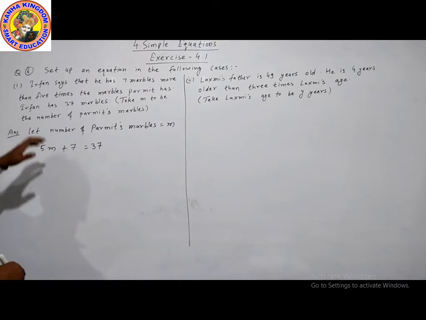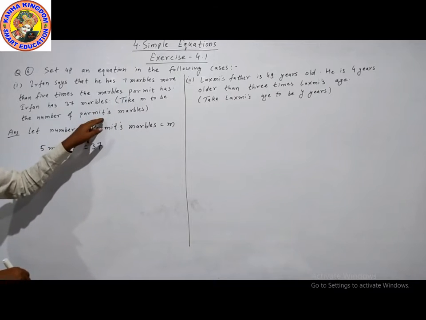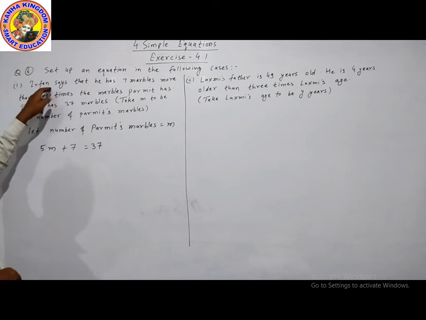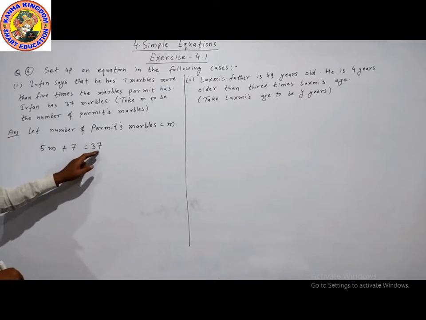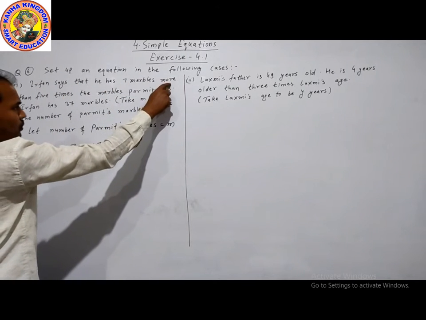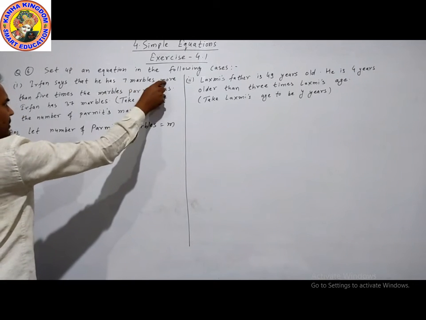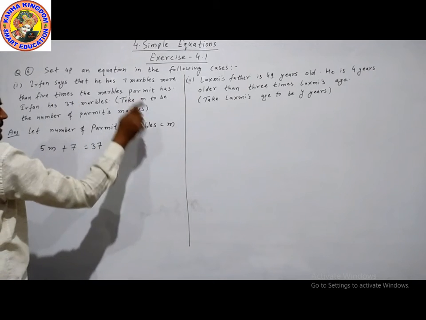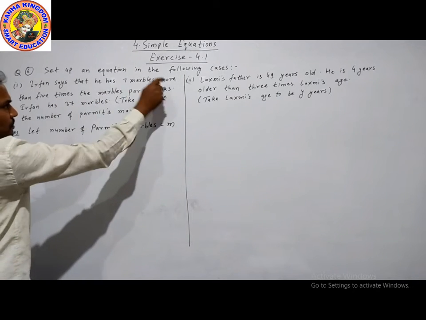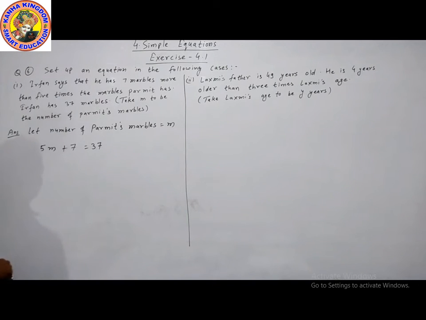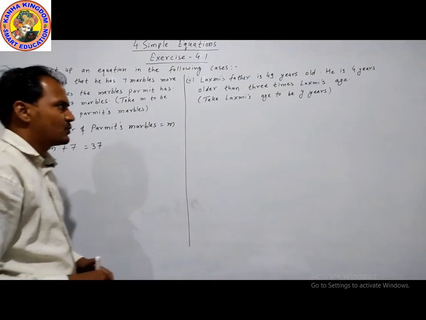Let's begin from this. m is Parmit's marbles. First of all, the number of Parmit's marbles is m. Irfan has 37 marbles, equal to 37. This is the total marbles. Irfan says that he has 7 marbles more. More means plus 7. 5 times Parmit's marbles, Parmit has m, 5 times m plus 7. 5 times m plus 7 is equal to 37. This is our answer.